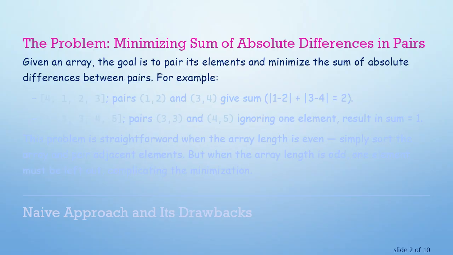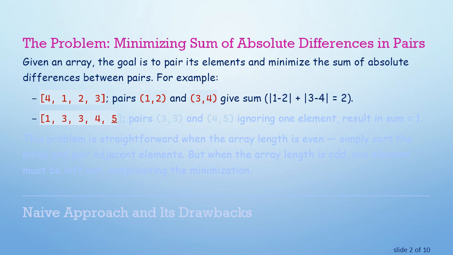For example, 4, 1, 2, 3: pairs (1, 2) and (3, 4) give a sum of |1-2| + |3-4| = 2. For 1, 3, 3, 4, 5: pairs (3, 3) and (4, 5), ignoring one element, result in a sum equal to 1.